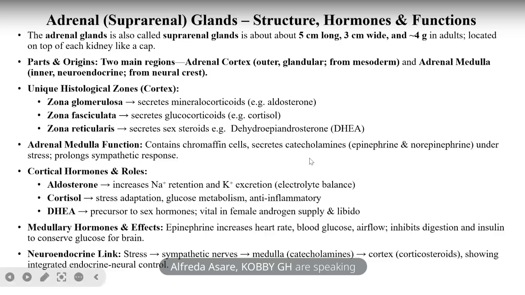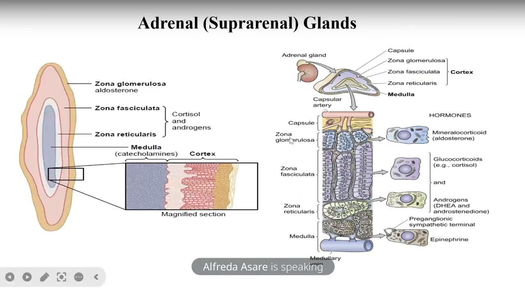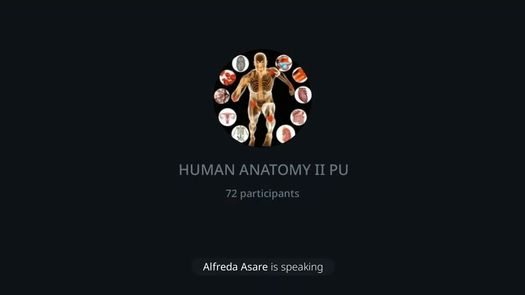Question. Yes, ask your question, young lady. Sir, you said the adrenal medulla produces the two hormones, epinephrine and norepinephrine. When I was reading, I came across a statement that the adrenal medulla produces small amounts of dopamine.